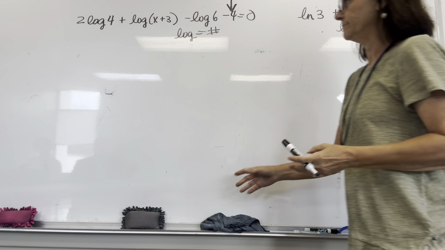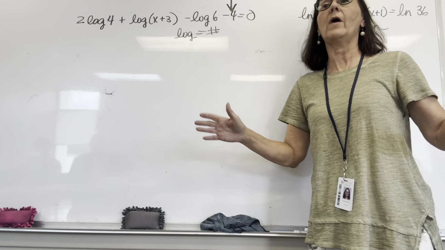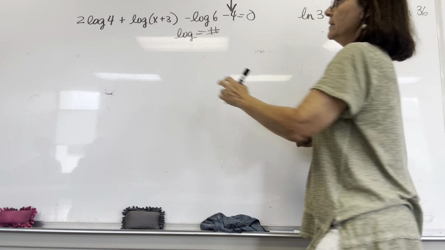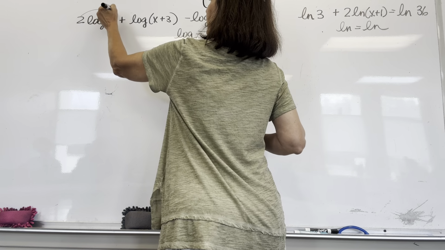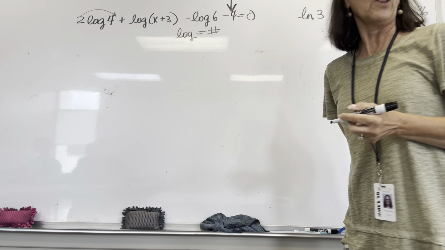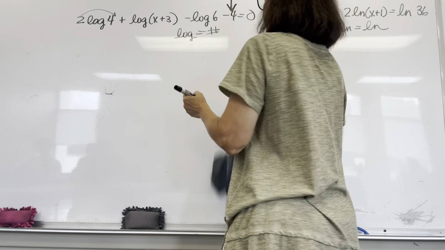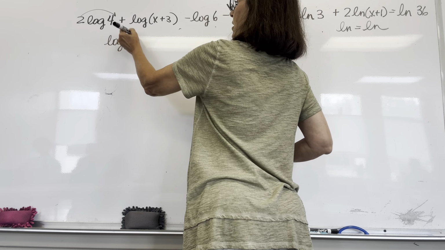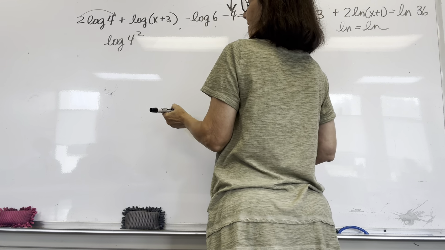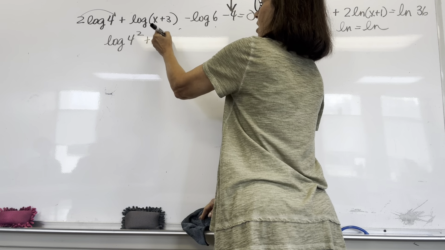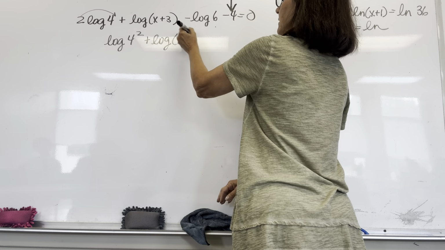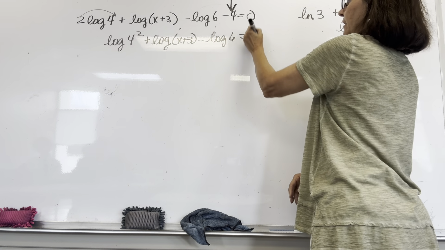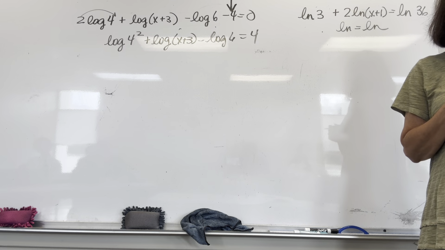Okay, so we'll work them. We're not going to work them all the way, but up to the point where we get it to exponential form. All right, so the first thing I want to do is move what's multiplied to the exponent position. So it becomes the log of 4 squared plus the log x plus 3 minus the log 6. I'm going to move 4 to the other side. Equals positive 4. So now can we combine the logs?